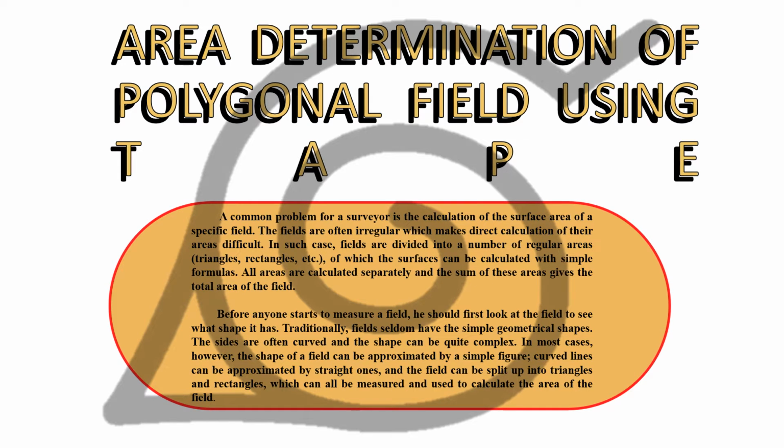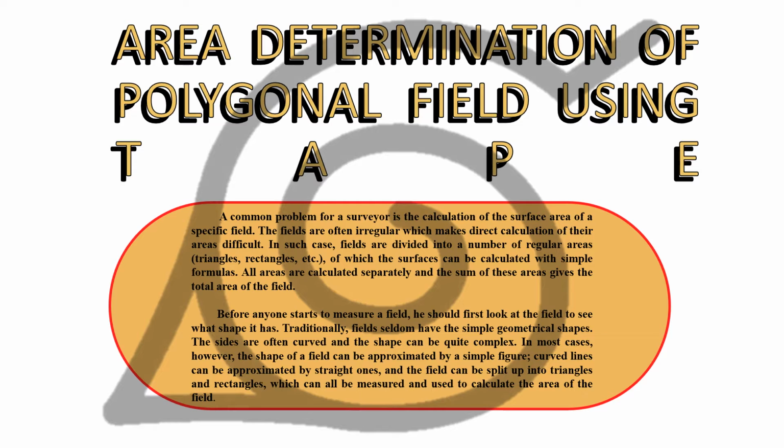Fieldwork exercise number 3, area determination of polygonal field using tape. A common problem for a surveyor is the calculation of the surface area of a specific field. The fields are often irregular, which makes direct calculation of their areas difficult.